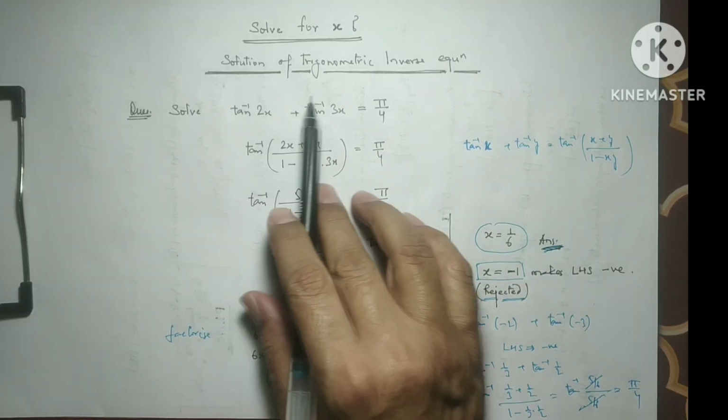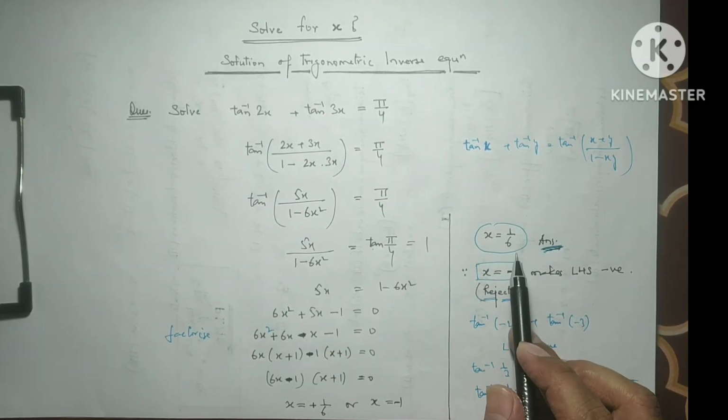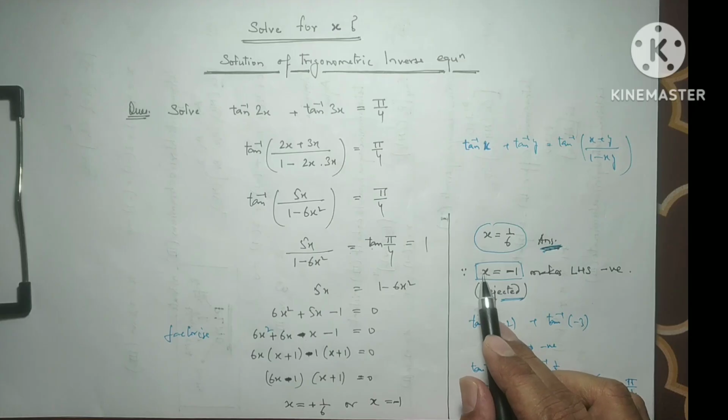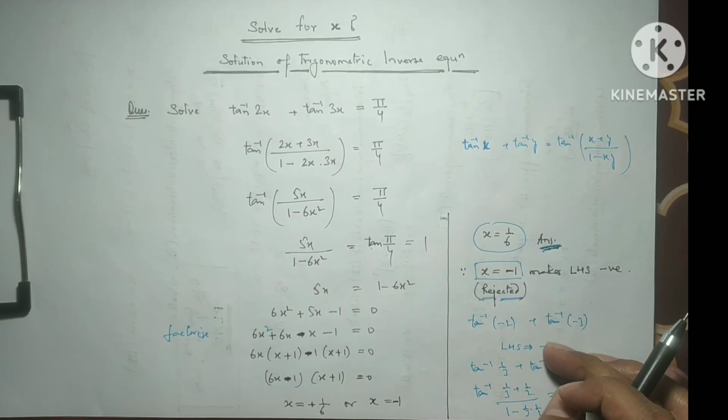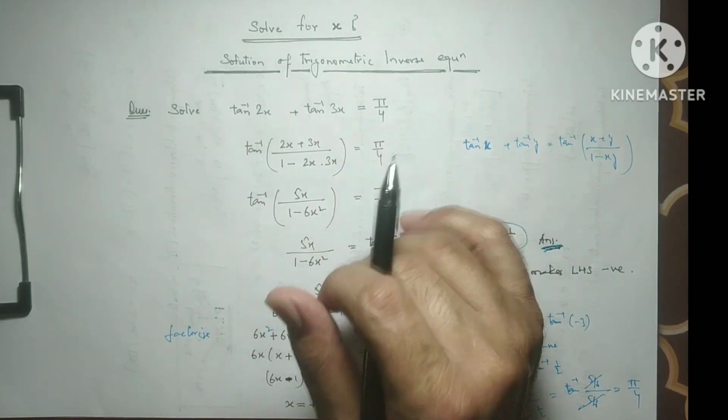So on solving this equation, we get x equals 1 by 6, and x equals minus 1 is not accepted because it can't satisfy the condition.